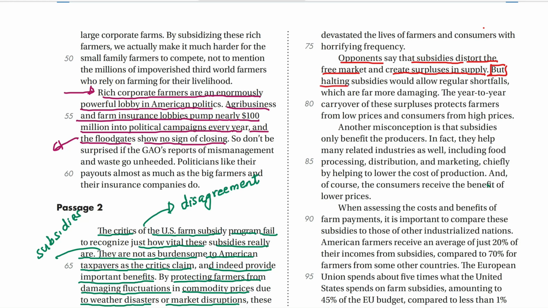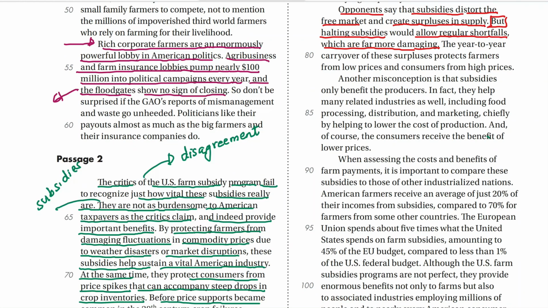Halting subsidies, to stop subsidies, would allow regular shortfalls. What would happen, guys? Bad consequences, which are far more damaging than not giving what? Subsidies. And then, professors, we go to the second paragraph. Here is a good idea and we have agreed on it.